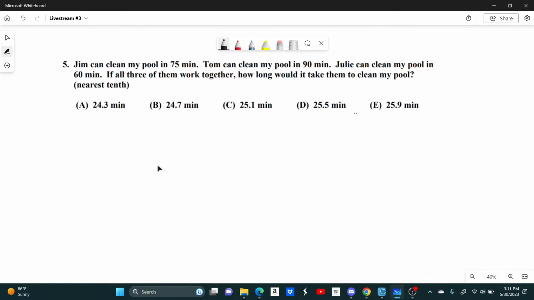Okay, let's see. Jim can clean my pool in 75 minutes, Tom can clean my pool in 90 minutes, and Julie can clean my pool in 60 minutes. If all 3 of them work together, how long would it take them to clean my pool?